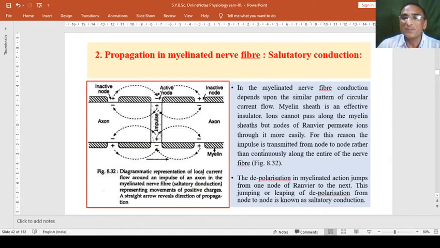And for this reason, the impulse is transmitted from node to node, rather than continuously along the entire nerve fiber. The depolarization in myelinated axon jumps from one node of Ranvier to the next. This is the jumping from one node to another node, and this facilitates the action potential, or we can call it leaping of depolarization. Actually, the depolarization is propagated here in the saltatory conduction of the nerve impulse along the axon.